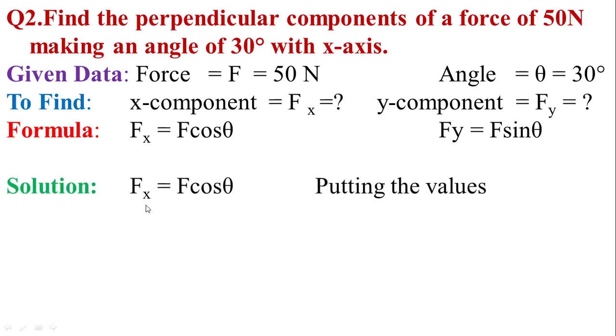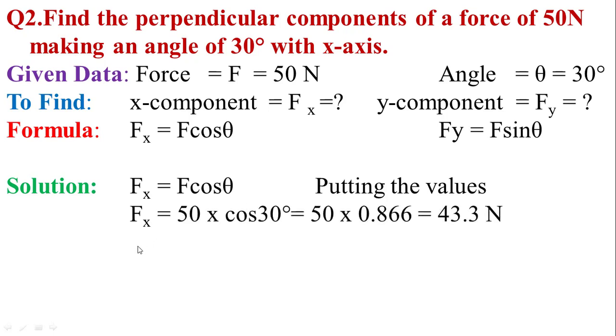In the solution, Fx is equal to F cos theta, so Fx is equal to the value of F, 50, multiplied by cos 30 degrees. Taking cos 30 degrees, its value is 0.866.